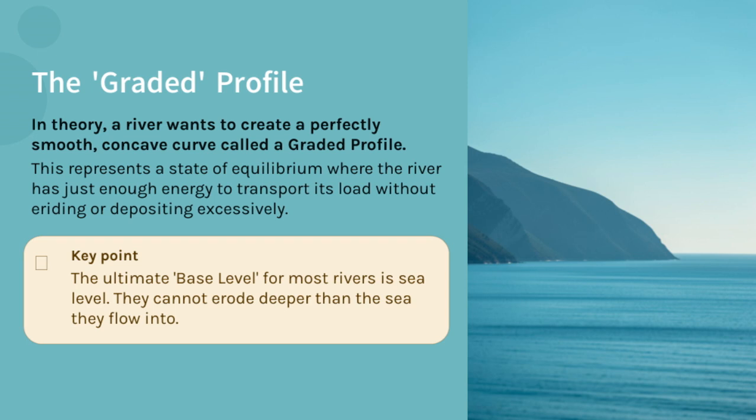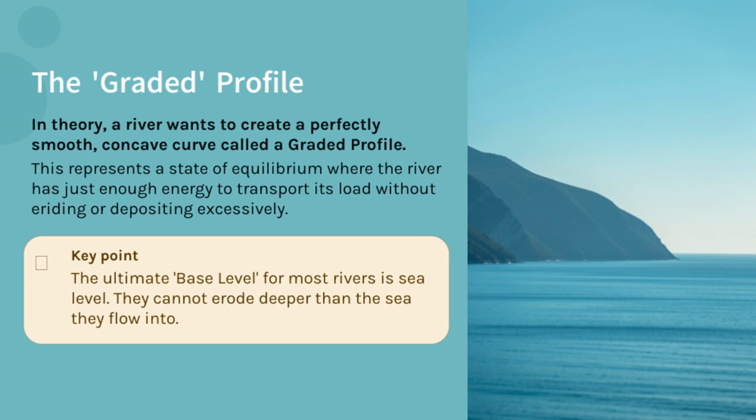This is called a graded profile. A graded profile represents a state of balance or equilibrium. In this balanced state, the river has just enough energy to transport its load. It is not eroding too much, and it is not depositing too much. The river is constantly adjusting itself. If it has too much energy, it may erode. If it has too little energy, it may deposit.